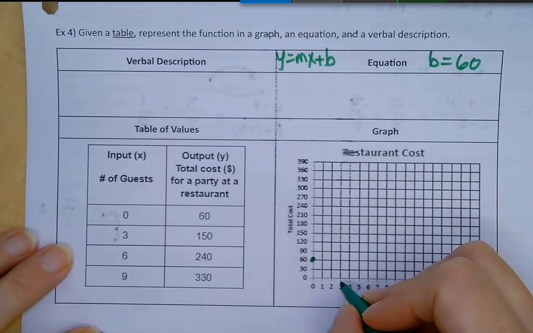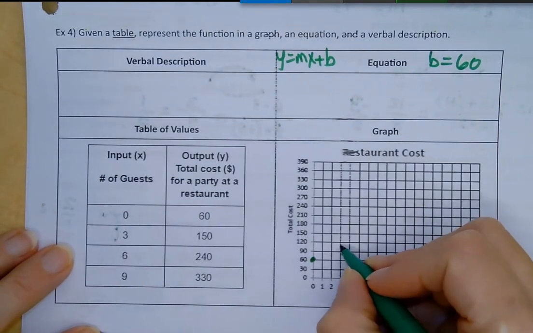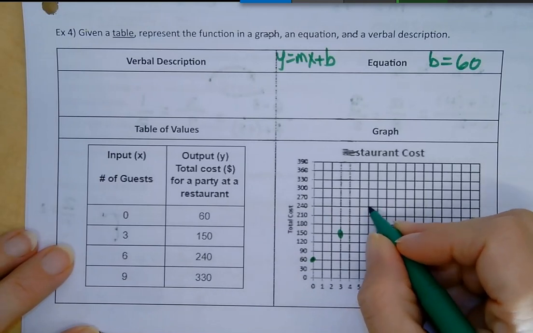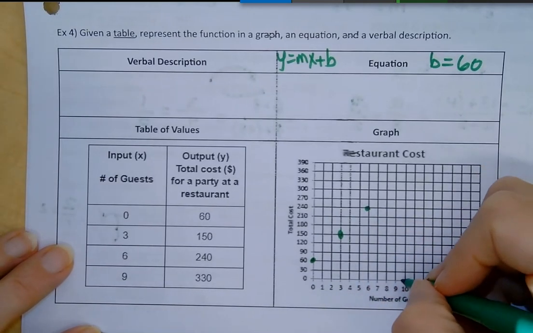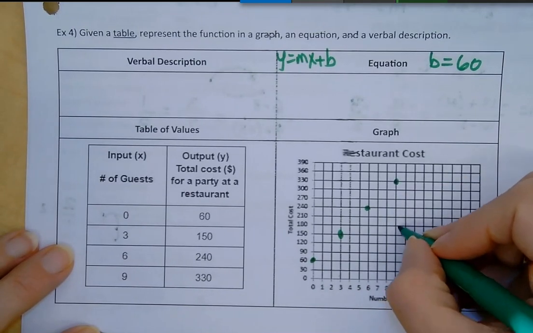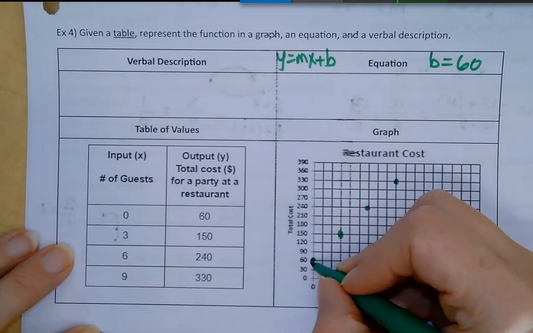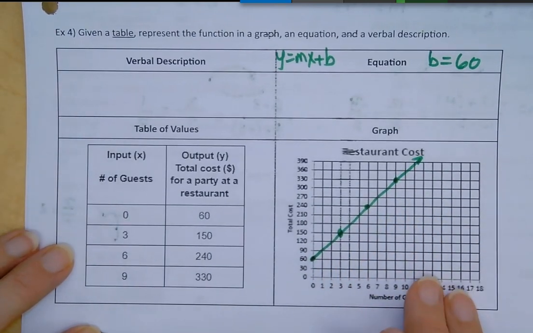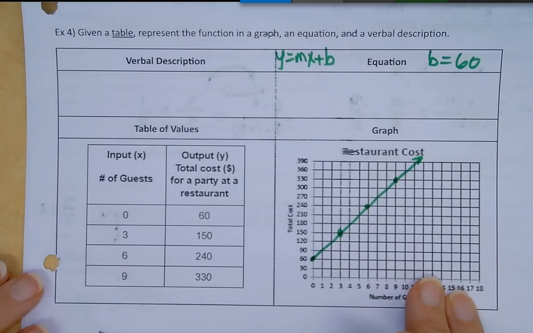Then I'm going to plot the rest. I've got 3, 150, and then I've got 6, 240. 6 goes all the way up here to 240, and 9 goes to 330. So if I have 9 guests, it will cost me $330. Okay, so that's the line, that's the graph that I would get.